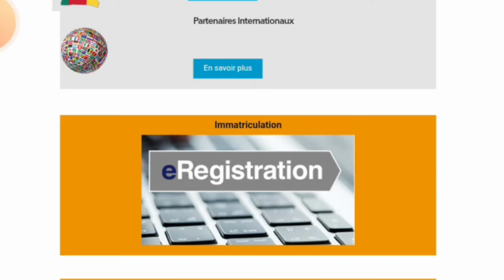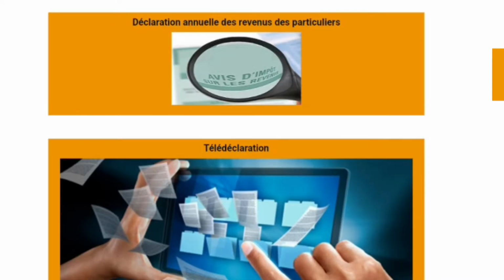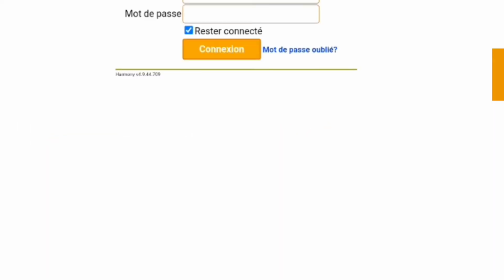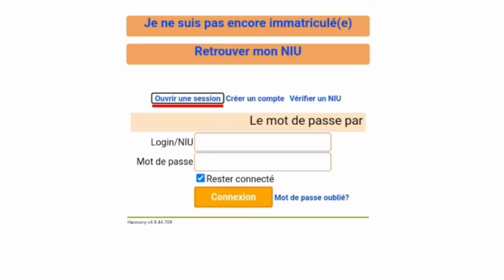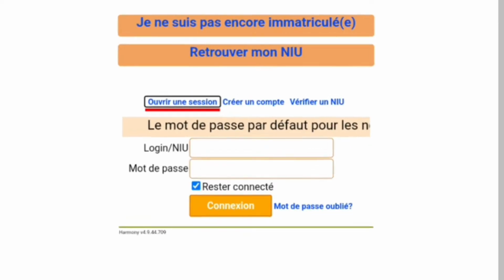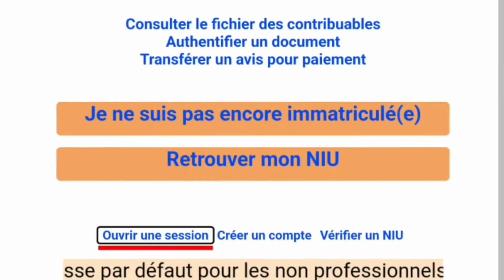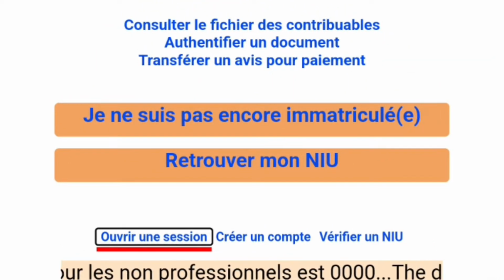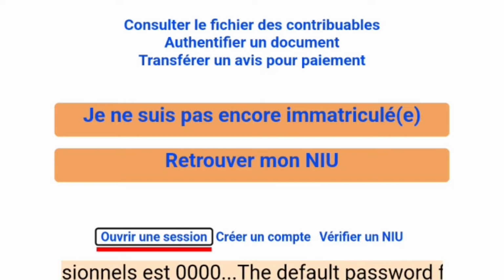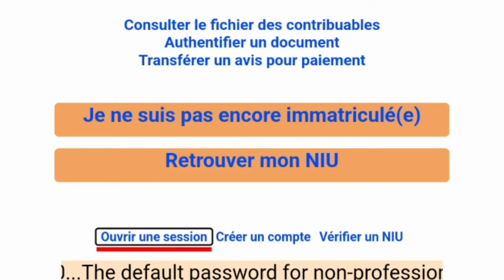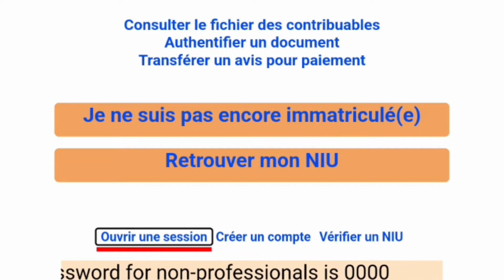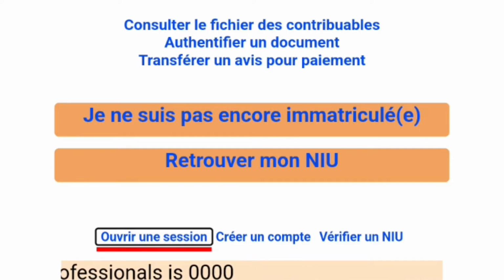various rubrics. We have immatriculation, we have annual declaration, we have tele declaration. So we are going to click on tele declaration. This is the interface for you to create and download one. You observe, they say je ne suis pas encore immatriculé, so it means you are not yet immatriculated.